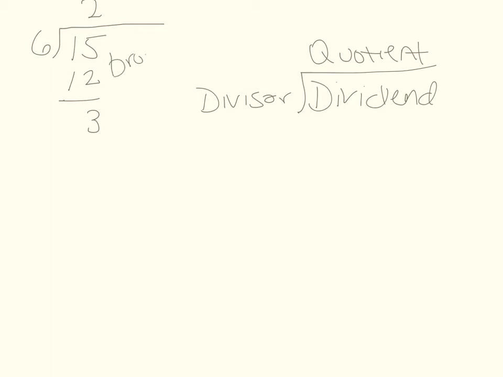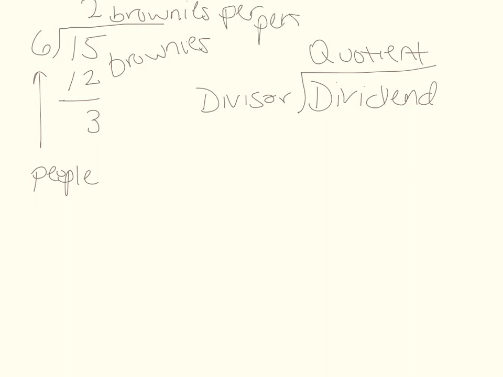So if we write this back into the context of the problem, we know that we started with 15 brownies. We know that we had 6 people. And we know that this came out to be 2 brownies per person. So if that's the case, then what is this 3 representing here at the bottom? In a mathematical term, we're going to call it a remainder. That's what we have left over. Our problem tells us that we've got 3 brownies left over.